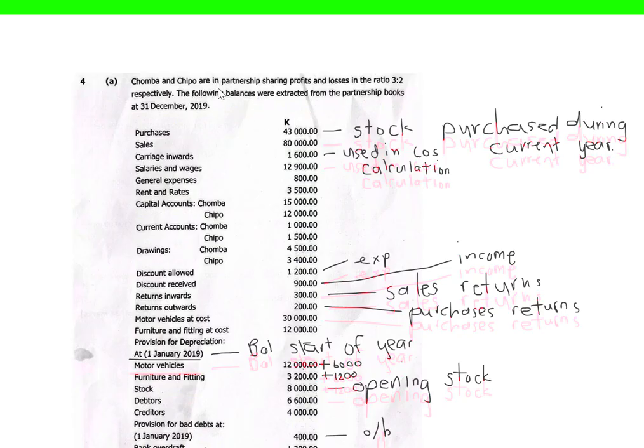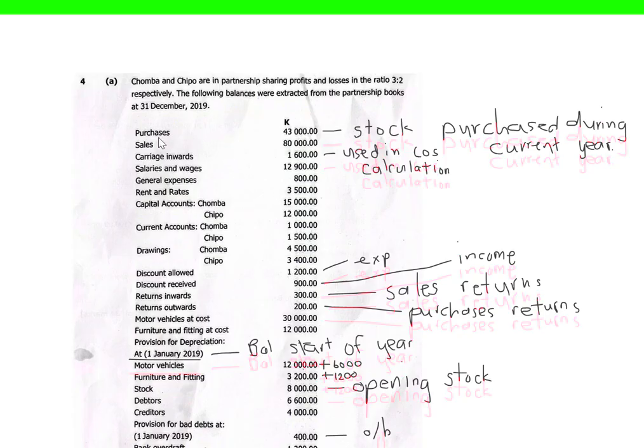These two partners are in partnership, sharing the profits and losses 3:2 respectively. The following balances were extracted from the partnership books, and this is your year end at the 31st of December 2019. So they've given you all these balances at the end of the year, plus there are also balances at the beginning of the year.